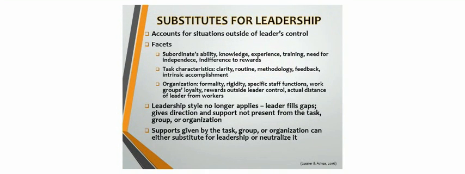The facets of this theory and determinants are the worker's ability, knowledge, need for independence, and attitude toward rewards. The characteristic of the task is important. How much feedback? How much monotony exists in it? What kind of methods and what kind of intrinsic rewards are available? The organization itself. How much formality exists? How rigid? How specific are the staff functions? Is there loyalty? Are there rewards that are outside the leader's control? And actually, the physical distance between the leader and the employee is a compounding factor.